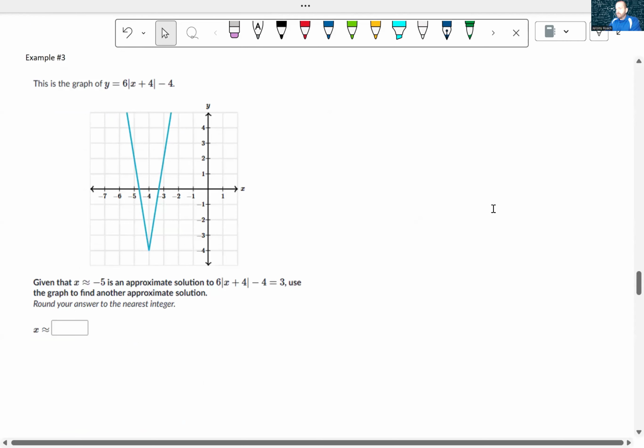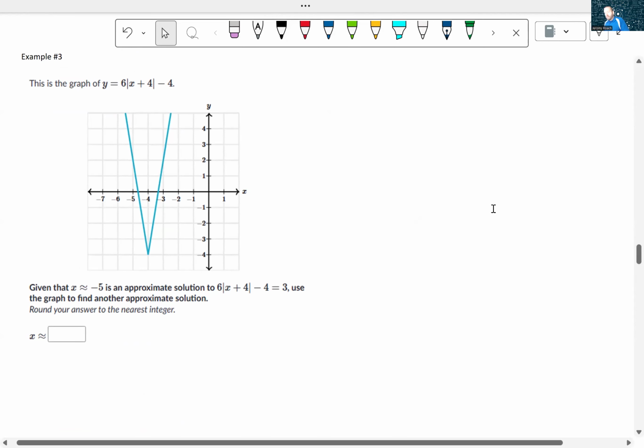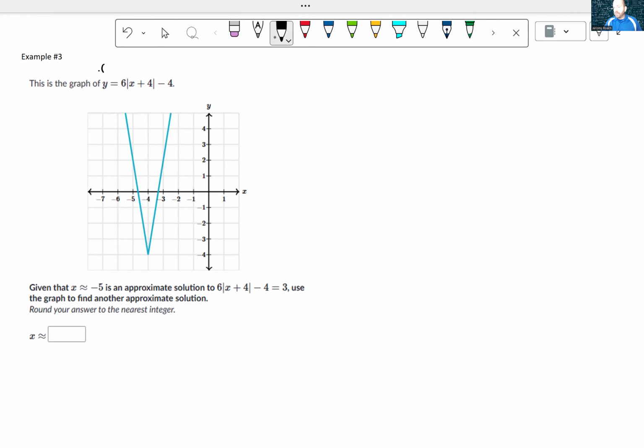All right, let's look at a couple more here. This next one is an absolute value equation. Again, we'll call this starting equation f of x, and here's our new equation g of x. It wants us to find another approximate solution, given one of the solutions for our new graph of g of x. So remember, this is set equal to 0. And if we do the same thing here and subtract 3 on both sides, this is now 6 times absolute value x plus 4 minus 7.